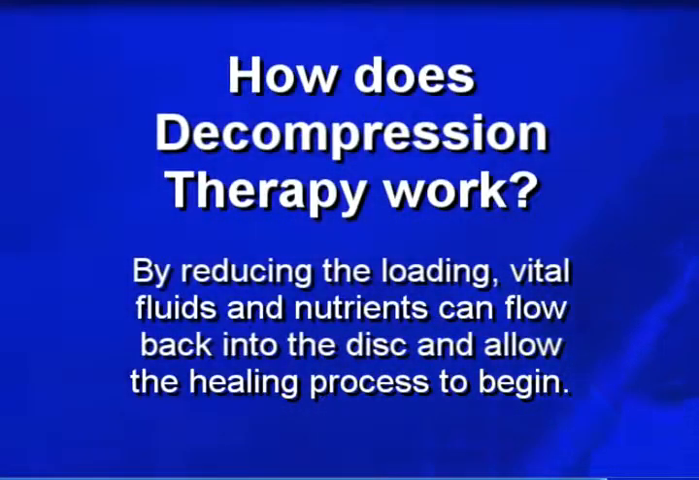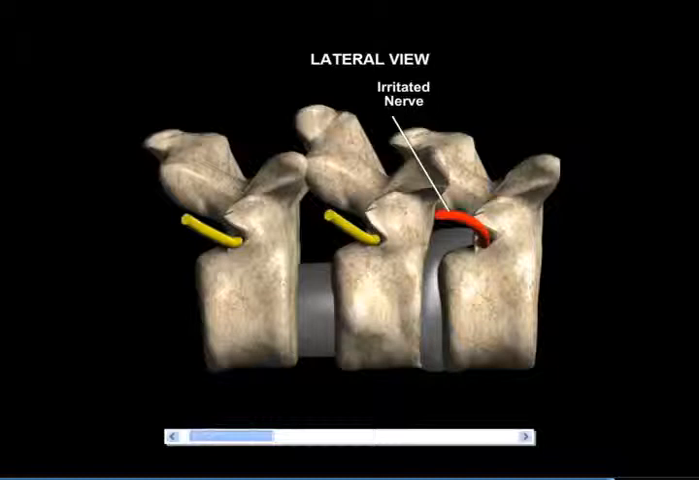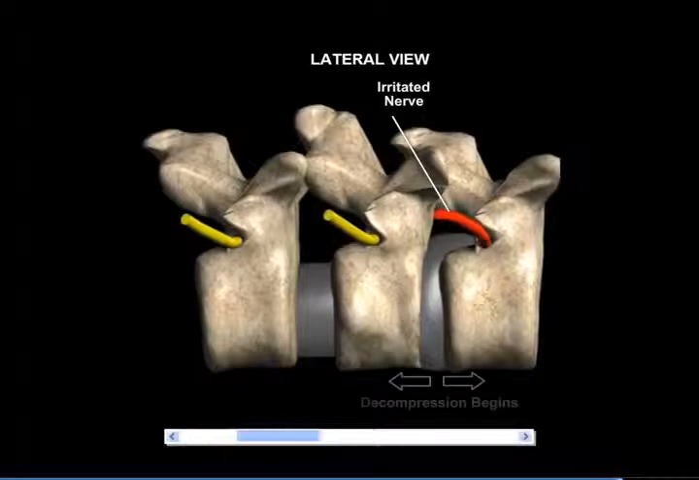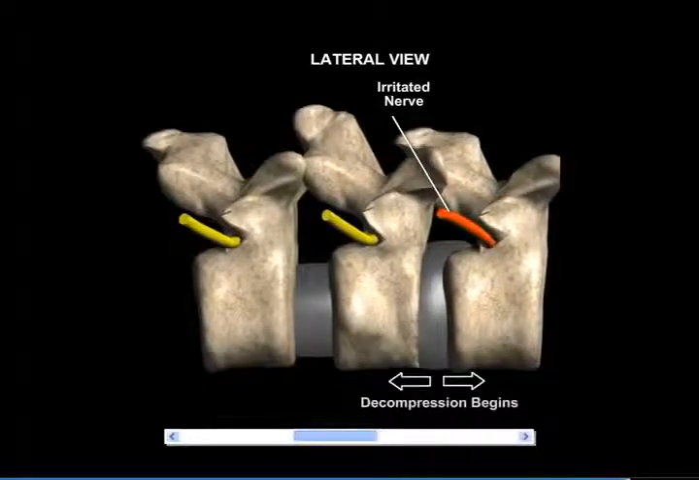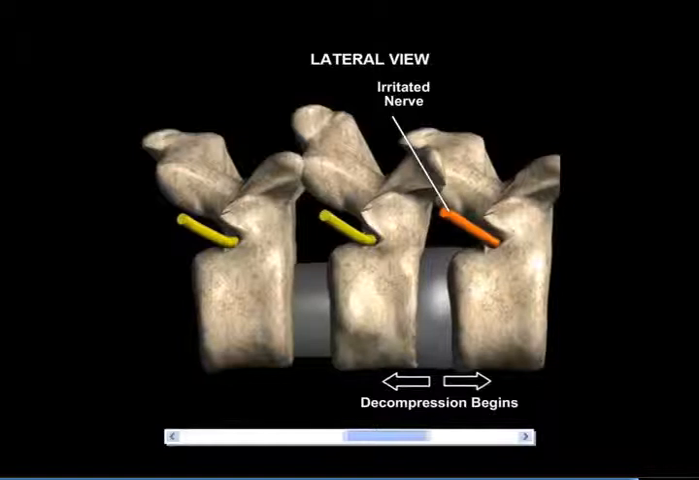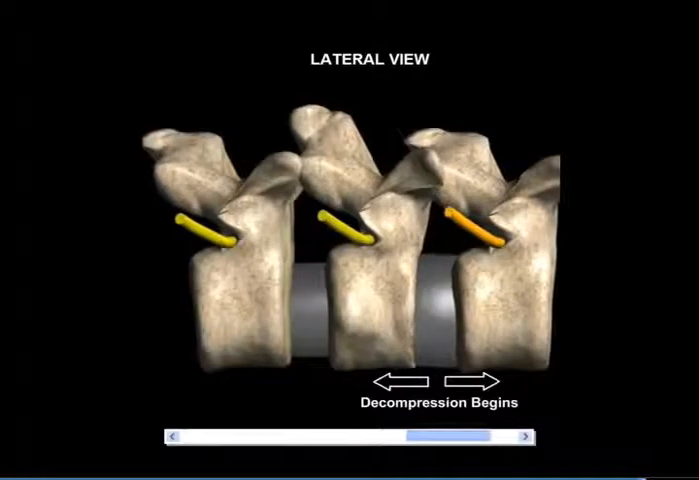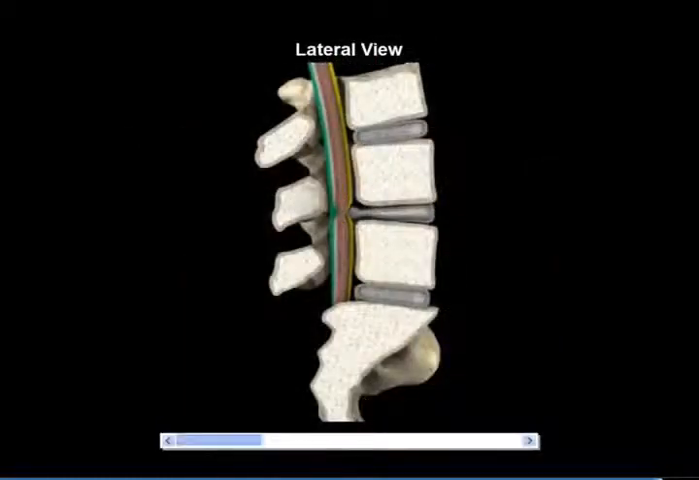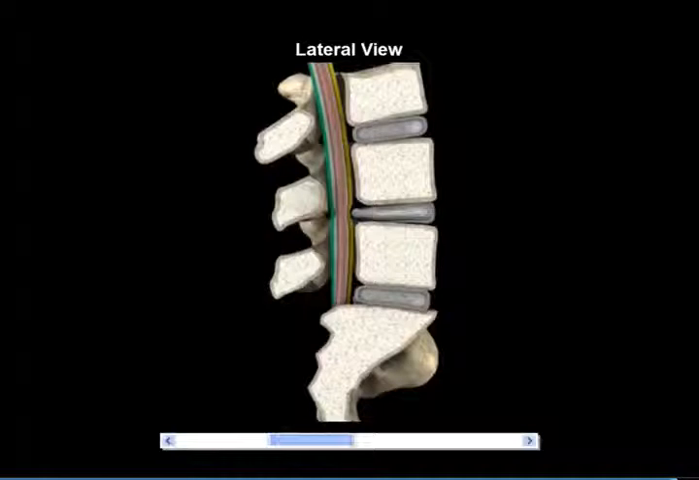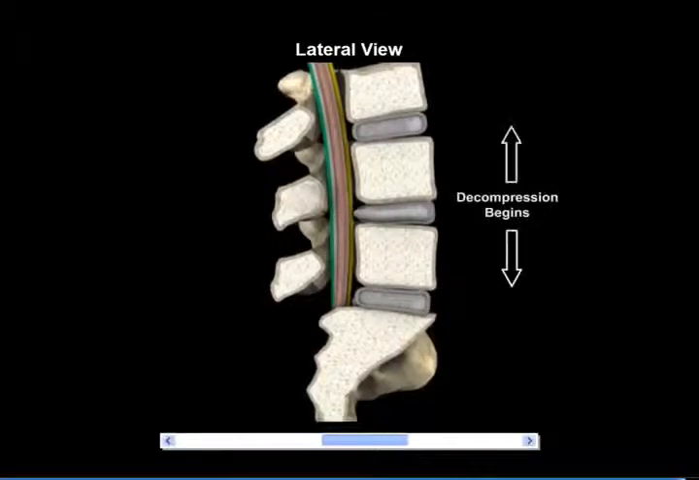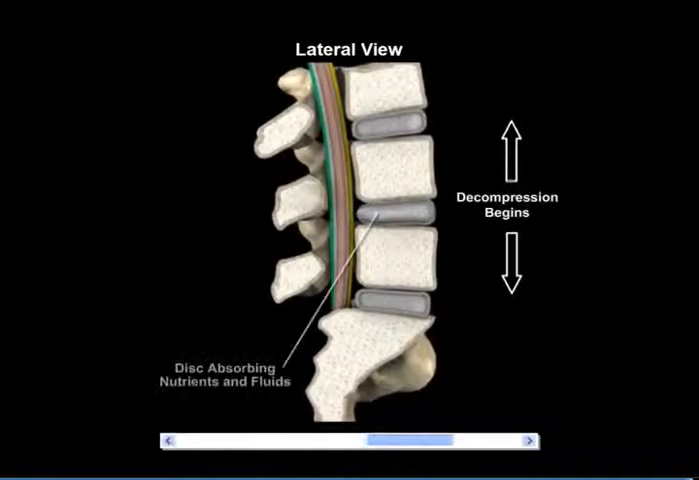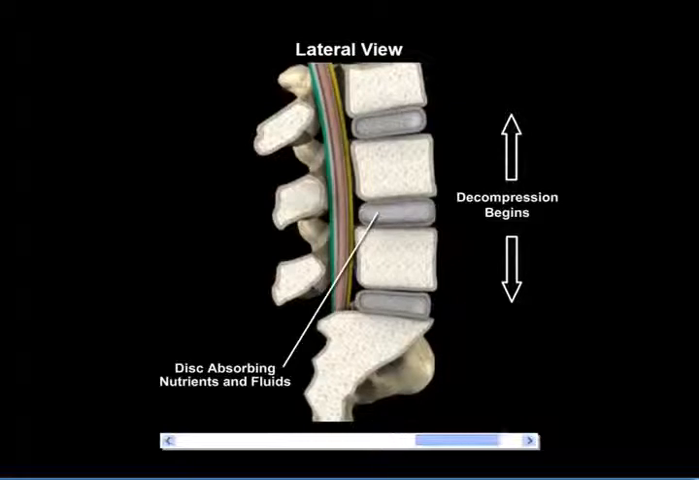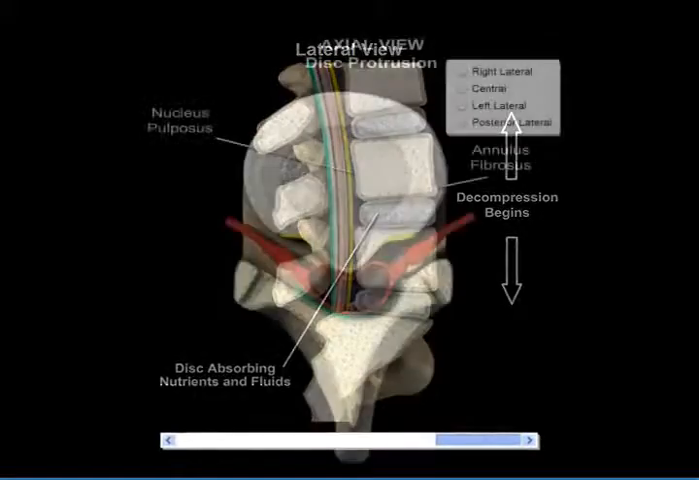Let's animate the decompression process on a bulging disc within the lumbar area. Notice that with decompression therapy, the disc can retract to its natural form and normal height is restored. Now let's look at a lateral view. As vertebral pressure on the disc is reduced, we can see that the bulging area begins to retract back to its natural form. This disc now has the opportunity to absorb vital fluids and nutrients, while the outer layer or annulus begins healing.